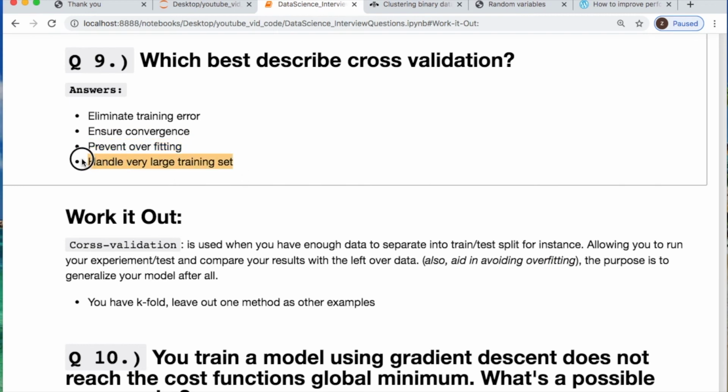Because you're not always going to have a situation where you have a lot of data. And there are circumstances for cross-validation that account for very small forms of data. Eliminating training error was something I was considering for my answer. But at this point, I think I'm going to say prevents overfitting.